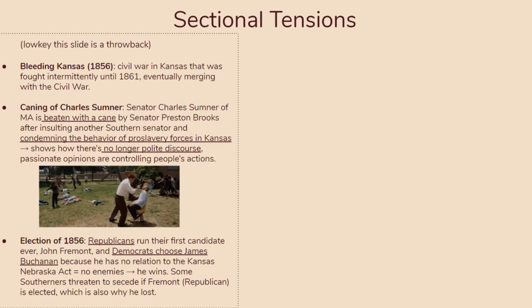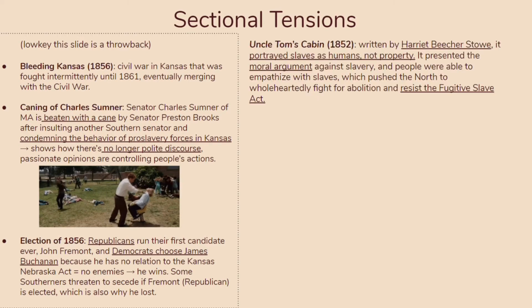Eventually, we have the election of 1856. The Republicans choose their first candidate ever, John Fremont, and the Democrats choose James Buchanan, who, as we know, eventually wins, because he has no relation to the Kansas-Nebraska Act, which means he has no enemies. Some Southerners threaten to secede if Fremont, the Republican, is elected, which is also a large part as to why he lost.